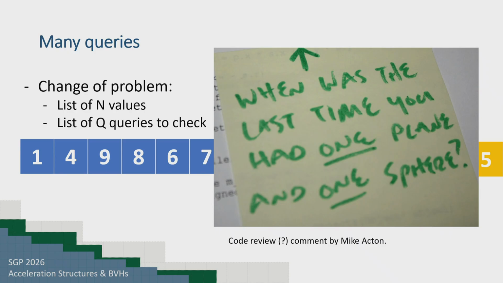But one common observation is that whenever we do this kind of stuff, we seldom have one object and one query. We probably have a lot of objects and lots of queries, like ray tracing. You have millions of rays. Collision detection, you have millions of triangles and so on.